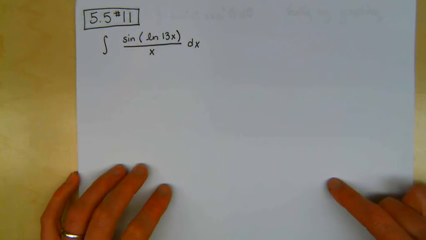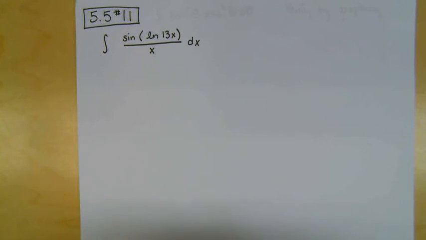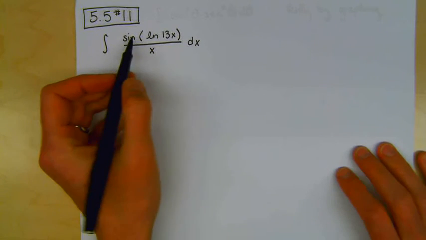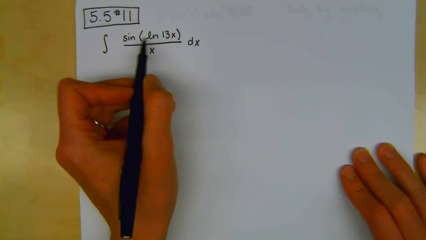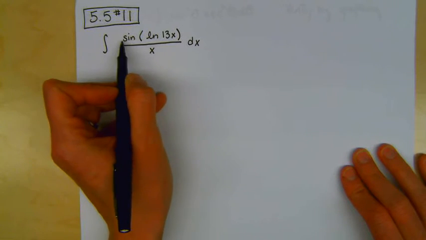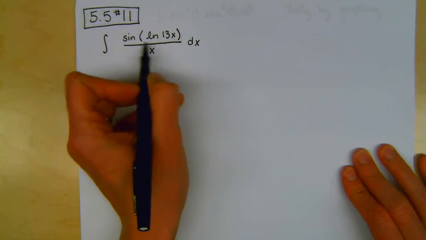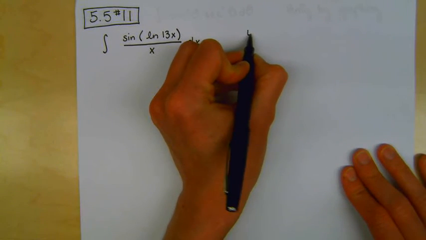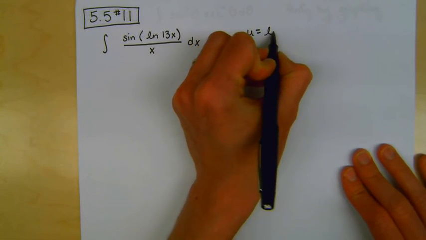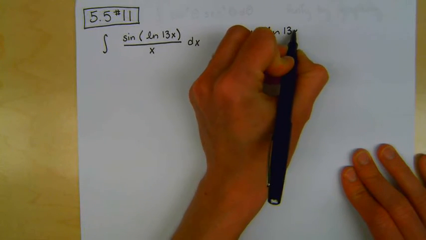Let's look at 5.5, number 11. Again, the important thing in this section is to figure out what do I want my u to be when I'm trying to do a u sub. In this case, I see that the sine is the outside function, and so natural log of 13x is going to be my inside function. And I'll set u equal to the natural log of 13x.